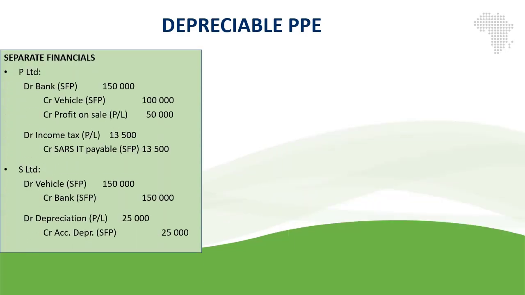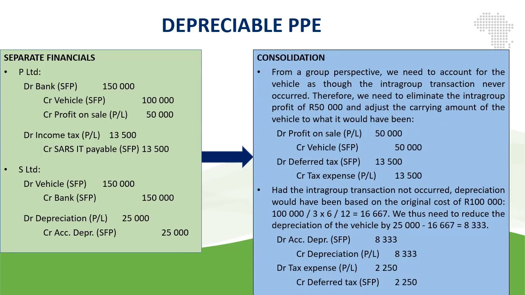So with this in mind, we can then move on to prepare our pro forma journal entries. And once again, the first thing we do is to eliminate the profit on sale because it's an intragroup profit. So we debit profit on sale of 50,000 and we credit our vehicle account with 50,000 to revert it to what it should have been on the date of sale had this transaction not happened.